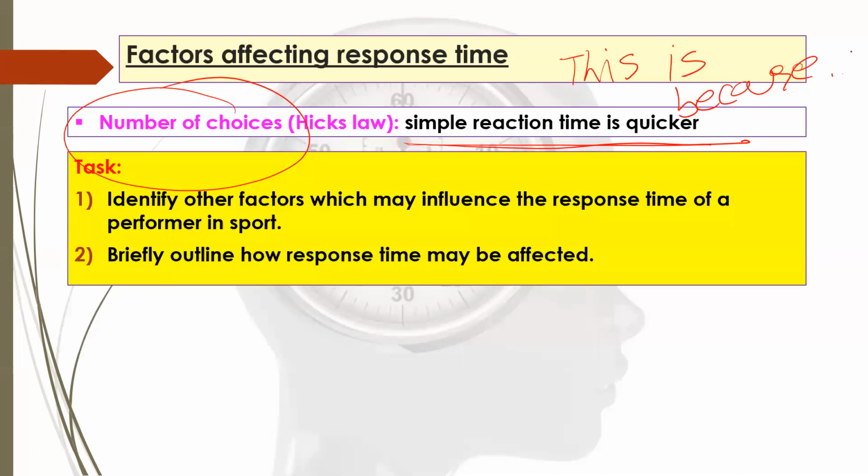So what I want you to do is try and think of other factors. It might be things that we've already mentioned in the presentation. So you just track back through each of the key things. What other things have we mentioned that might influence the reaction time or the response time? As I said, the two are kind of interchangeable because one influences the other one. And briefly outline how that response time might be affected. So identify it, and then just give a brief outline explaining it. Pause the video here, see what you can come up with.